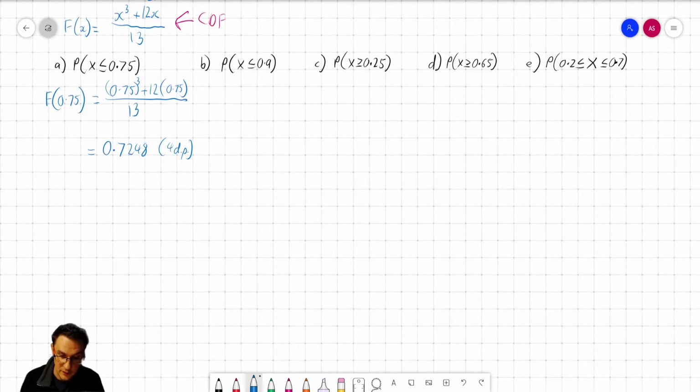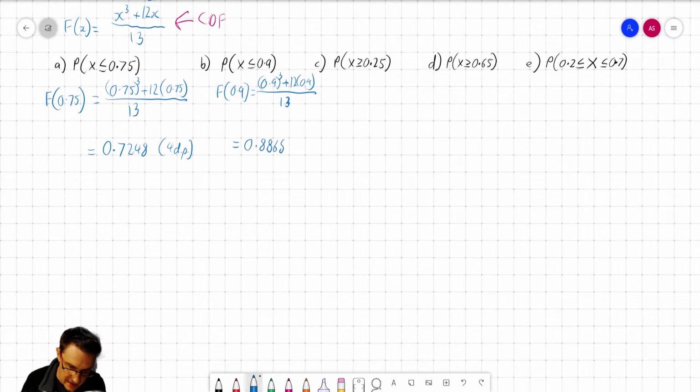Now for the next one, we've got 0.9. So this is going to work in exactly the same way. So we're just substituting that in here. So this is what we're finding. So we're going to have 0.9 cubed plus 12 times 0.9 all over 13. And when we type this into our calculator, the answer we get is 0.8868. And again, this is to 4 decimal places here. So that's the first 2 done.